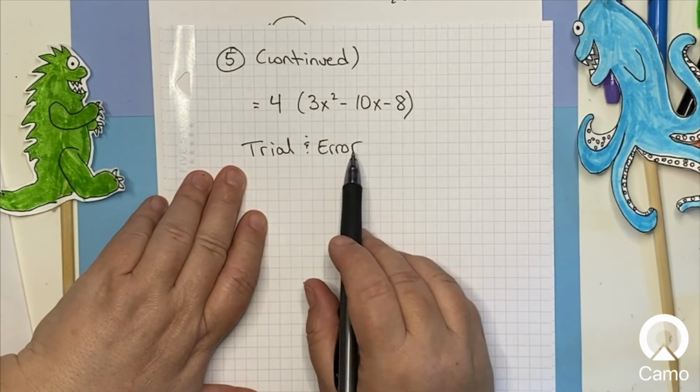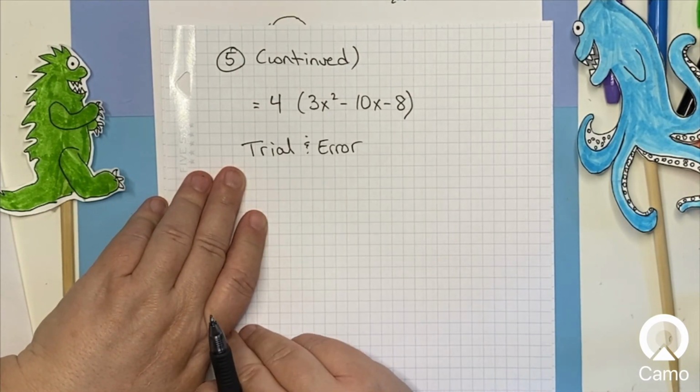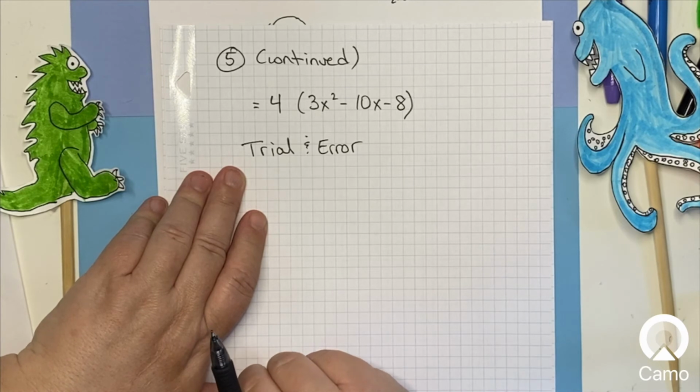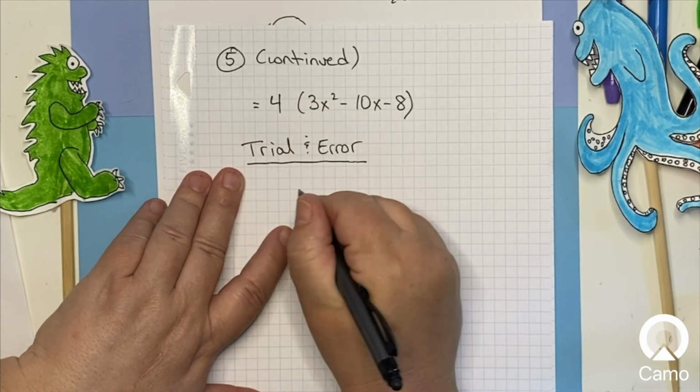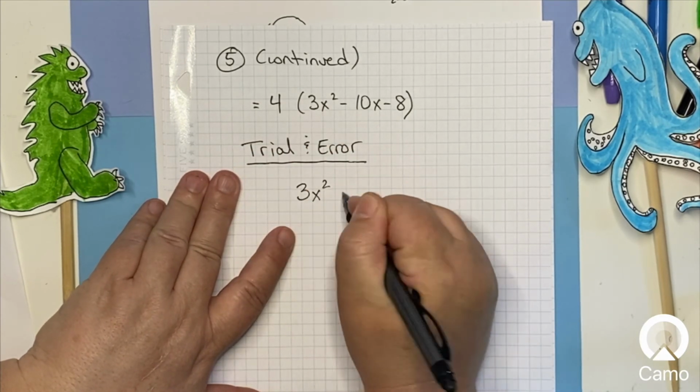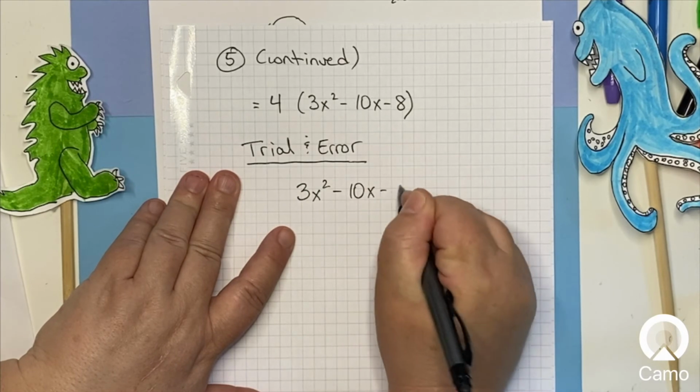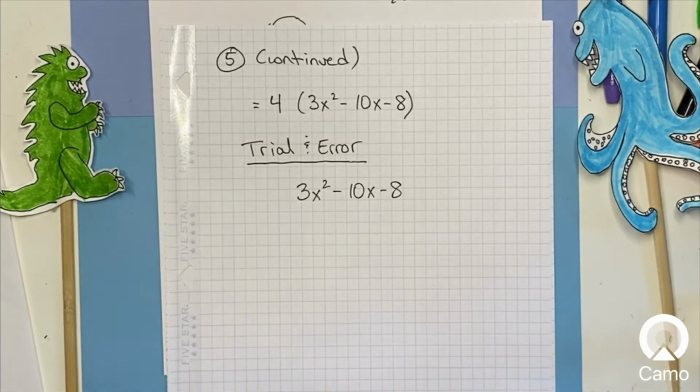So here's trial and error, the oldest, slowest, most successful. This will always work. This will always work. So, but it is, I think, probably the slowest method. So I'm going to take 3x squared minus 10x minus 8. Now, I just spent 30 seconds telling you that this is the slowest method. So why the heck am I showing you this?